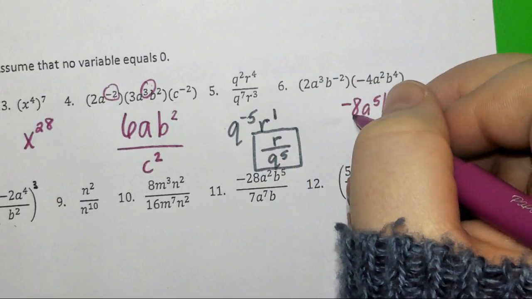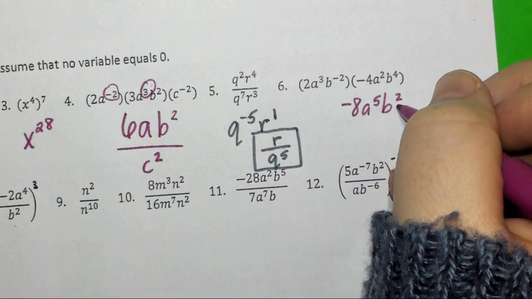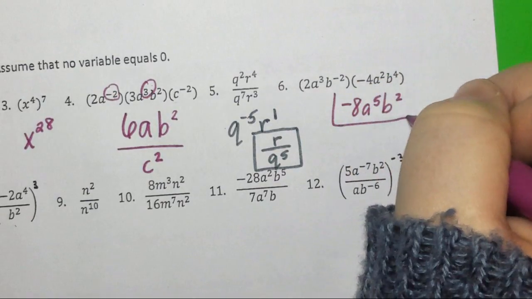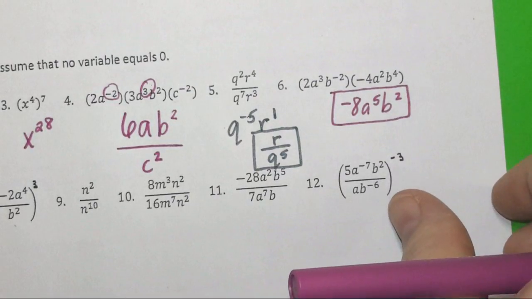So 2 times negative 4, you get negative 8. 3 plus 2 is 5. Negative 2 plus 4 is 2. Perfect, Jack. Senior group can have a point. Number 7 is where we start raising things to a power.